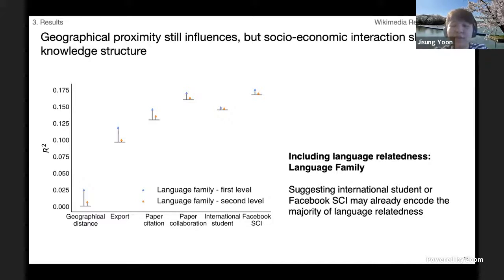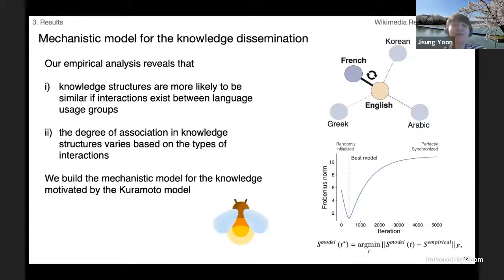And if you go to the result of the integer student and paper SI, the increment is very subtle, which means that integer student or paper SI may already include this kind of relatedness in their data set. So up to now, we can say that geographic property still matters, but the socio-economic interaction shapes the knowledge structures. Our empirical analysis reveals that knowledge structures are more likely to be similar if interaction exists between the language groups, and the degree of the effect on knowledge structure varies based on the type of interaction.